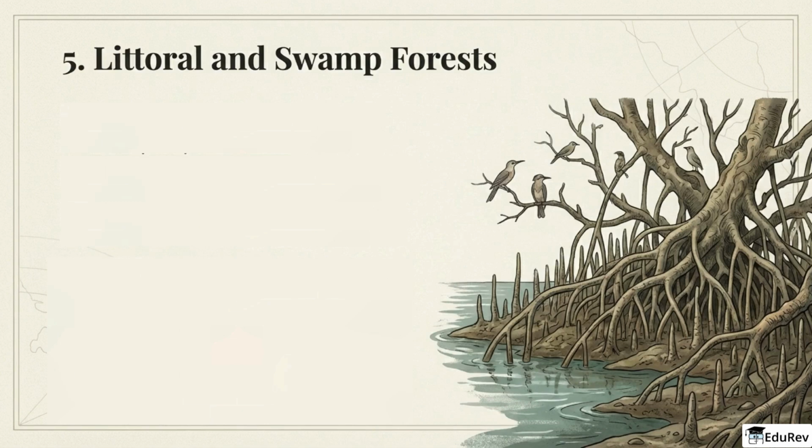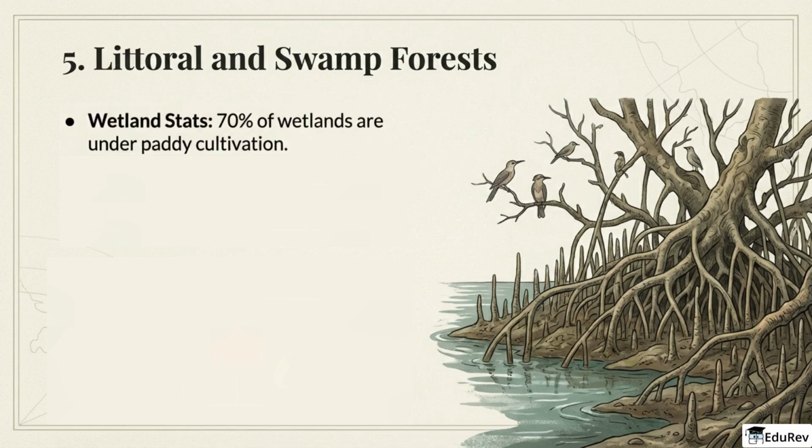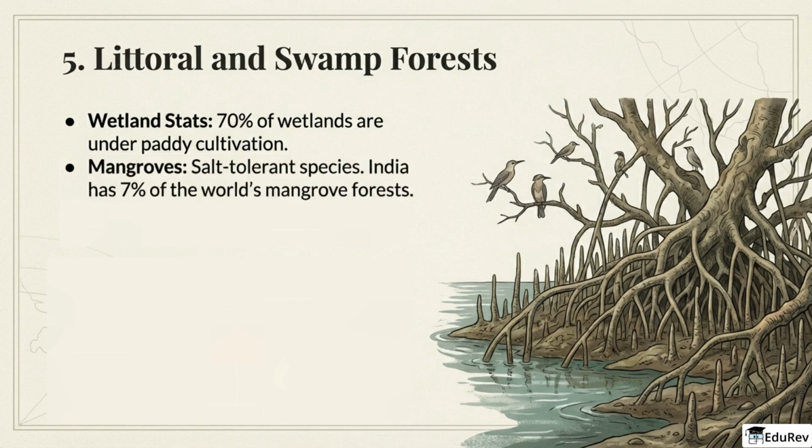Now we come to littoral and swamp forests. This is the wetland and coastal vegetation category. One important fact comes first. About 70% of wetlands are under paddy cultivation. So not every wetland remains natural vegetation. Now to the core vegetation here. Mangroves. Mangroves are salt-tolerant species, which is why they dominate in tidal, brackish, deltaic environments.